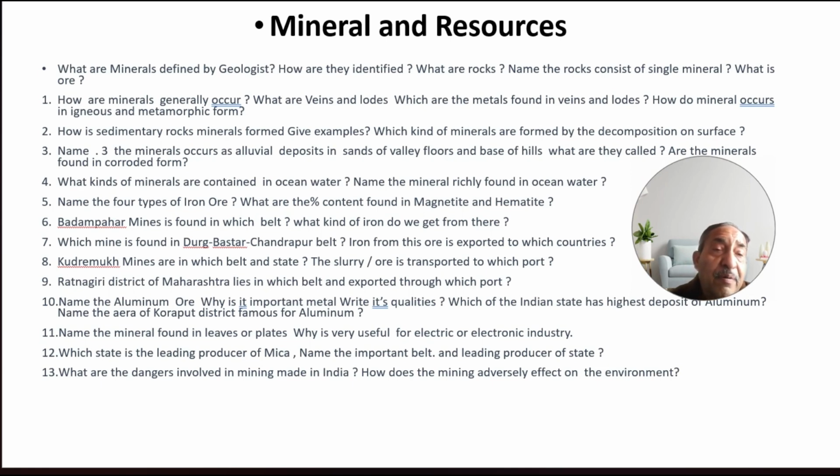And Badampahar mines are found in which belt? What kind of iron do we get from there? Which mine is found in the Durg-Bastar-Chandrapur belt? Iron from this ore is exported to which country?